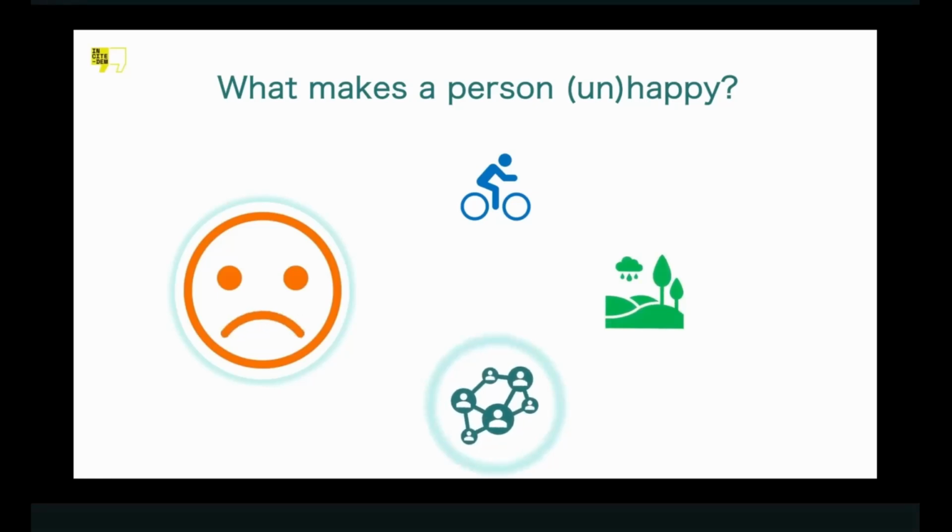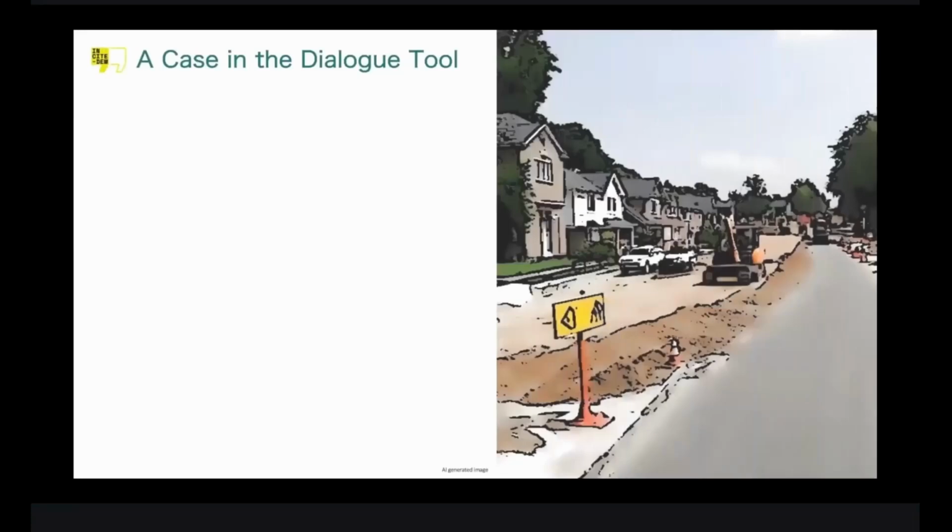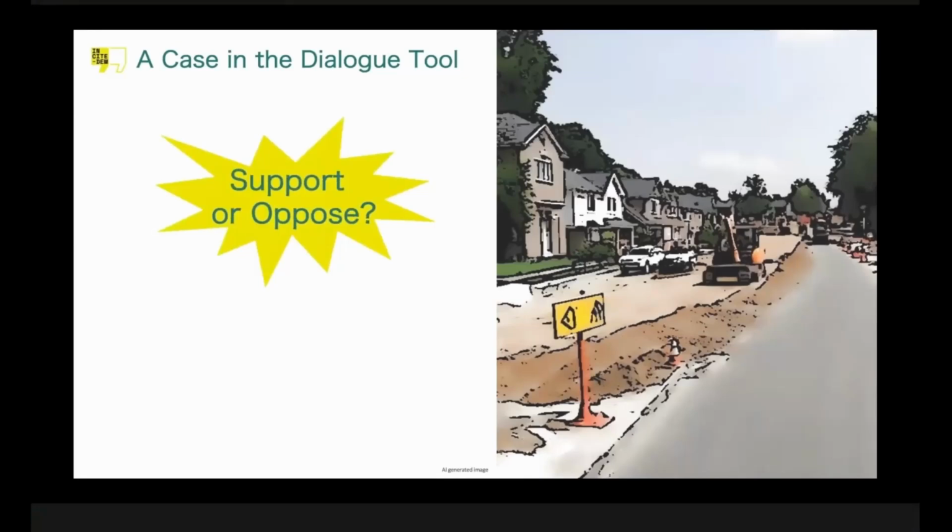Moving forward, we will show you what the dialogue tool looks like. Let's start by imagining a scenario from your context, such as a local government proposing road construction through a residential area. Each member of the community has the right to voice their position, whether to support or oppose. These stances are shaped by various factors including convenience, safety, aesthetics, ecological considerations, and more.